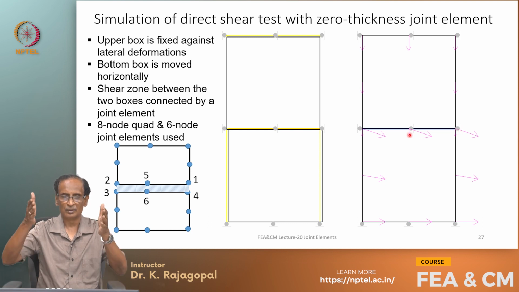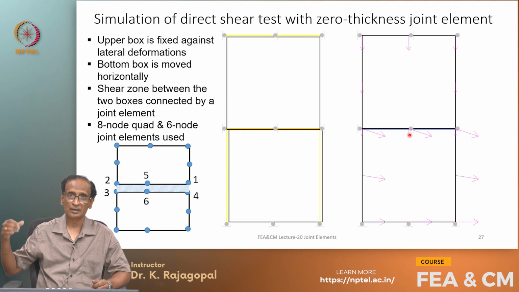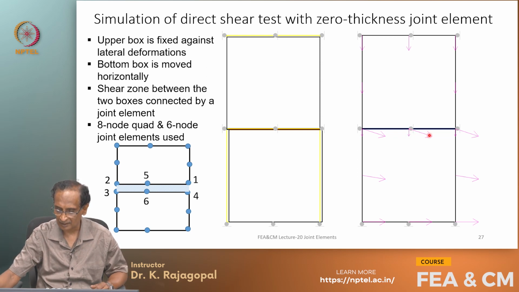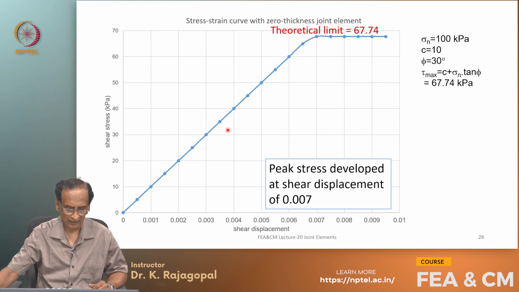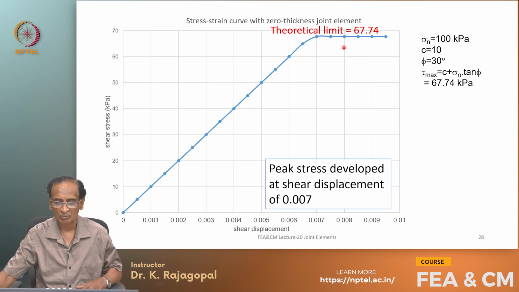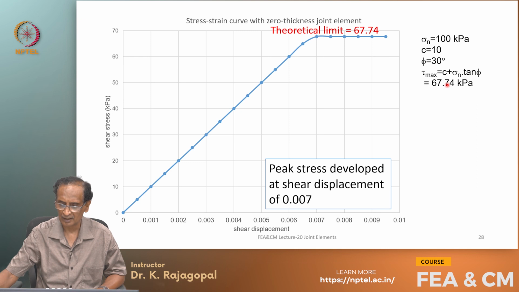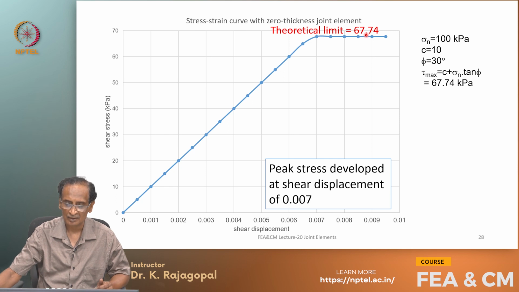See, the upper node is moving down, whereas the bottom node is undergoing lateral deformations, combined vertical and lateral deformations. So, we see some vector like this, and this is our stress strain curve that we get. On the x axis we have the shear displacement, and on the y axis the shear stress. The theoretical limit is C plus sigma n tan phi, that is 67.74, and what is predicted by the joint element is also the same thing, 67.74.